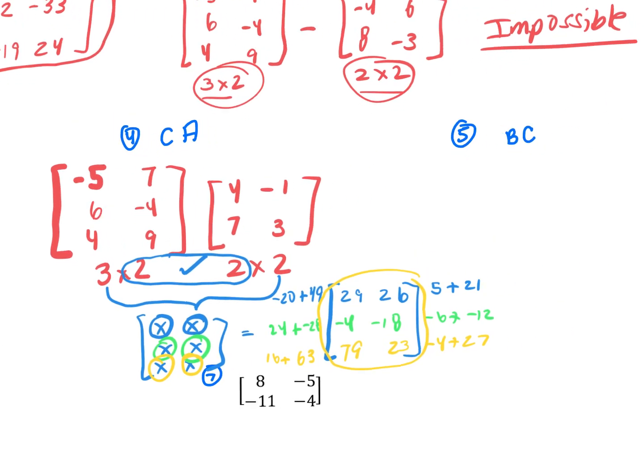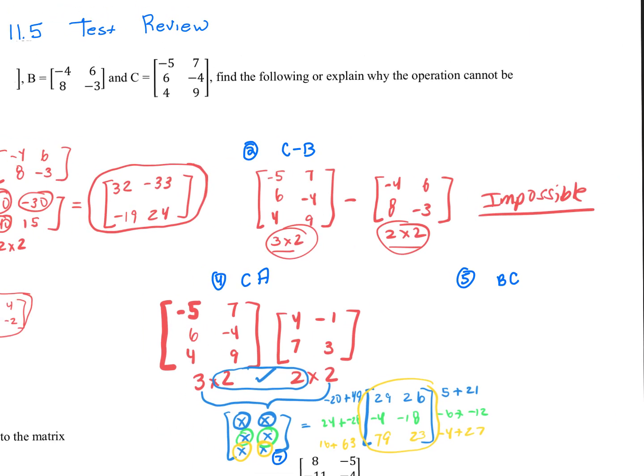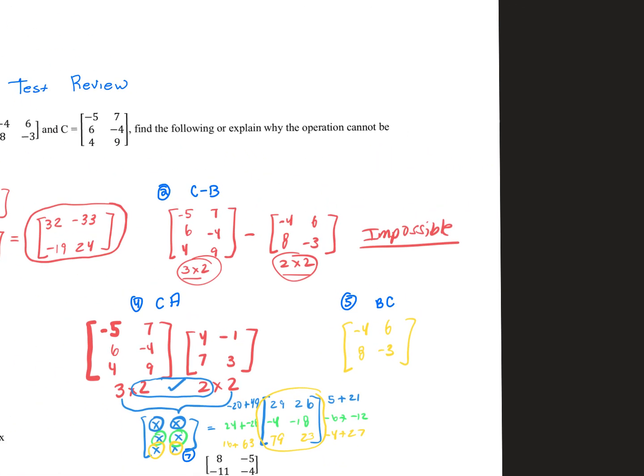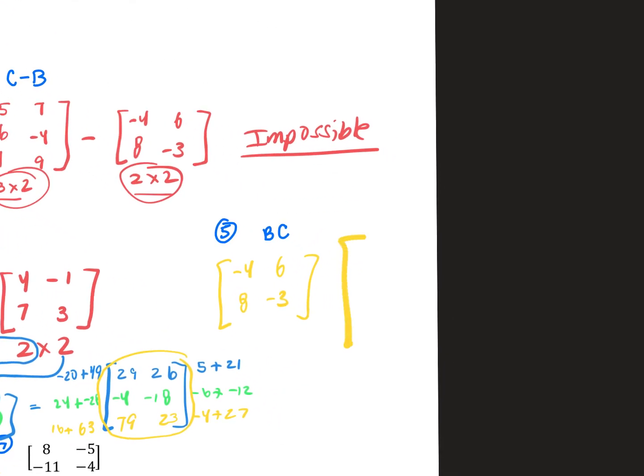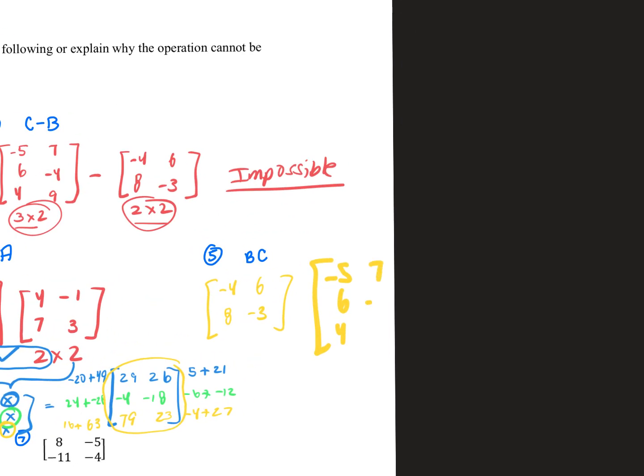So again here, number 5 is asking us to multiply. Again, order matters, so I'm going to say B, negative 4, 8, 6, negative 3, times my C, which is negative 5, 6, 4, 7, negative 4, 9. So let's check our dimensions.